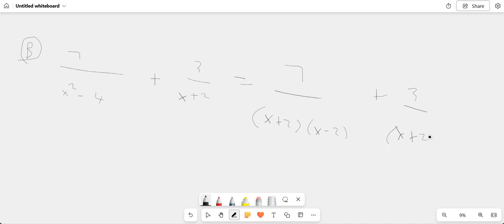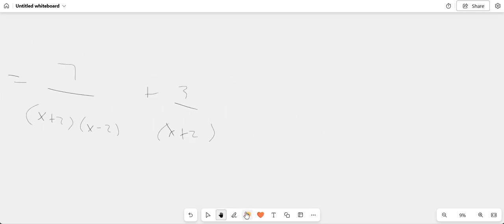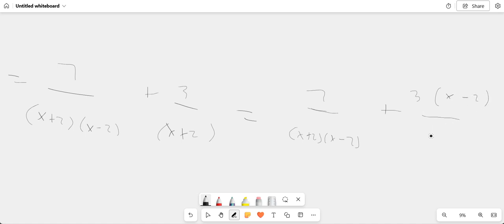And now you're thinking, what does the right hand side lack? How do I make the right hand side's denominator the same? We have to times the right hand side by x minus 2. So therefore we're going to get 7 over x plus 2, x minus 2. And then obviously I'm going to have to add 3 open bracket x minus 2. So I'm timesing the right hand side by x minus 2 over x minus 2, and that's going to become x plus 2 times x minus 2 on the bottom.